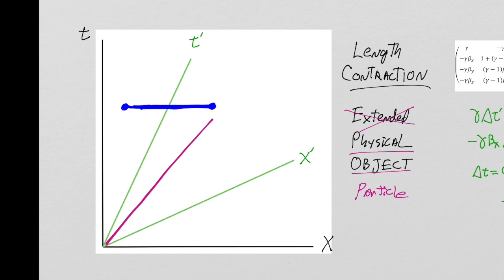So how would that work for the moving frame? Clearly, if I lay out an extended physical object in the stationary frame, then there's an issue, because in the moving frame, an extended physical object has got to be oriented so it's in a constant time slice of the moving frame. So that's what an extended physical object would look like in the moving frame, because all the points are at the same time. They all exist at the same time.